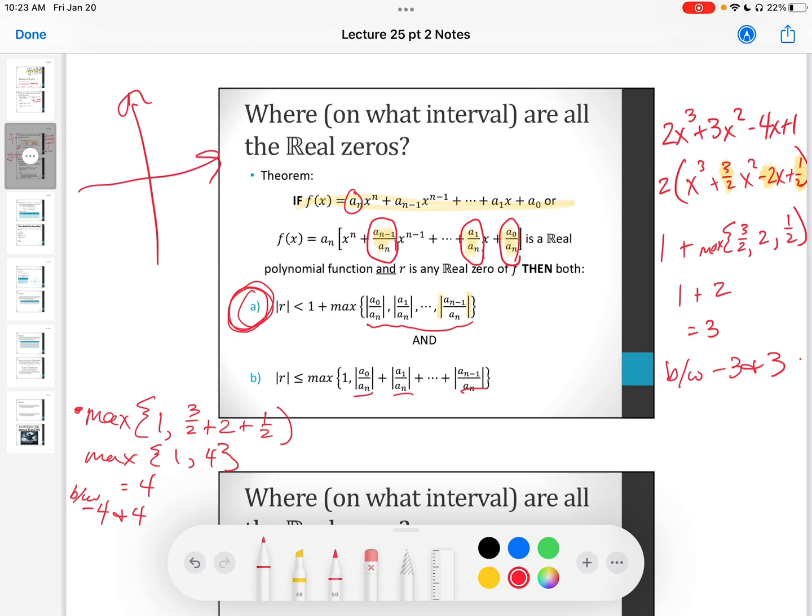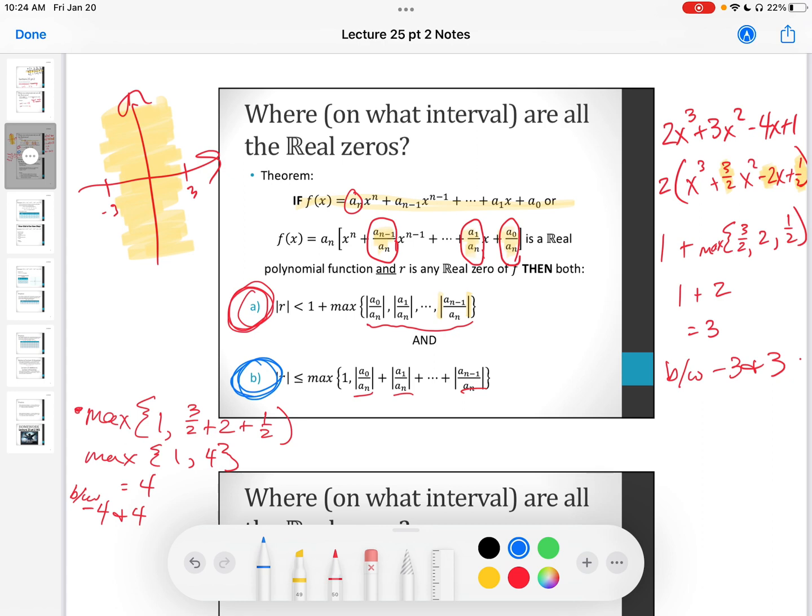I know for a fact that all of my zeros have to be between -3 and 3. So all of my zeros have to be between those two there. Okay? So you have two options. You have A or you can do B, and either one works. It does not matter which one you do, A or B.